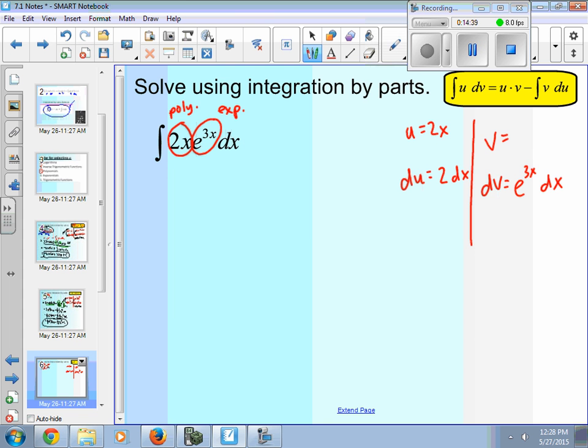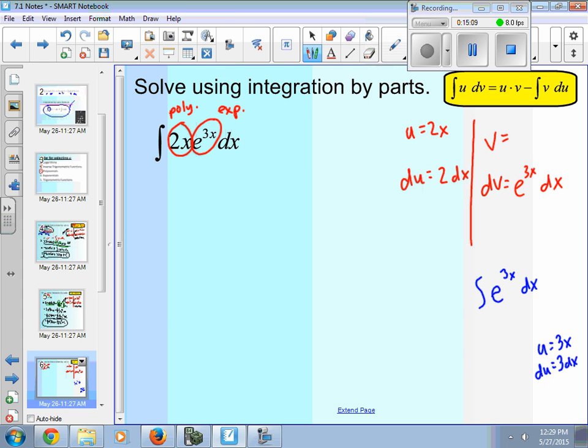Antiderivative to find v. Now this one, a little bit harder. What is the antiderivative of e to the 3x? If you can't figure that out, you may have to think substitution on this one. Maybe let u equal to 3x. Means du would be equal to 3.